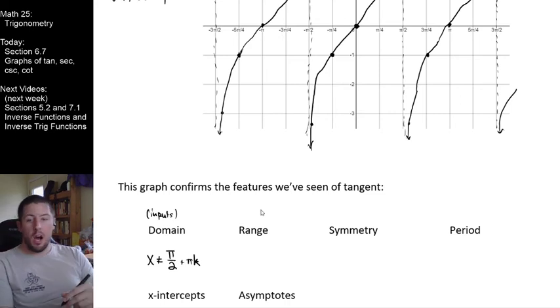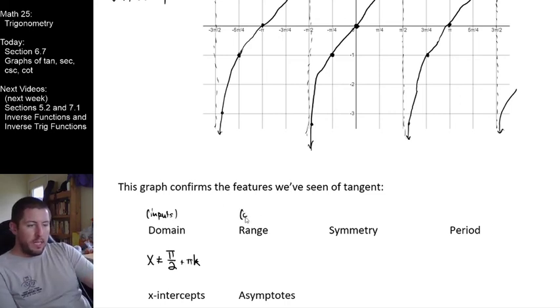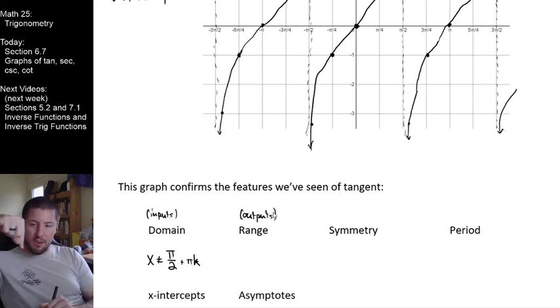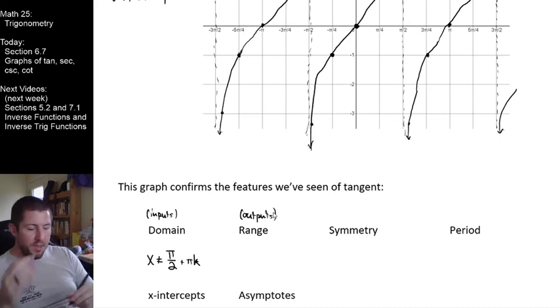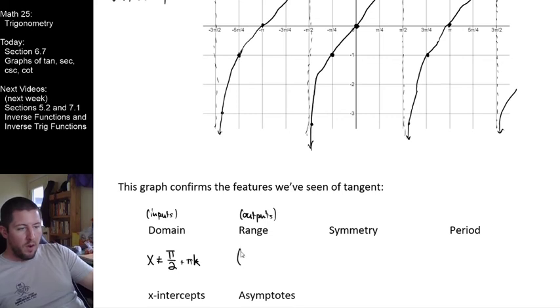What's our range? Our range is our outputs. We can see what the range is from the graph because I can visually see that this graph goes up forever and it goes down forever and it gets everything in between. So that's why I'm saying our range is all the numbers between negative infinity and positive infinity.